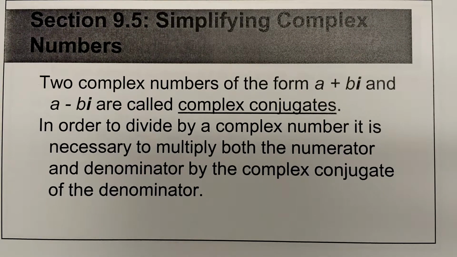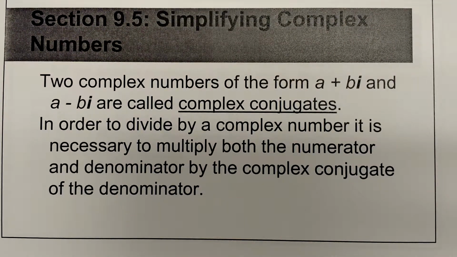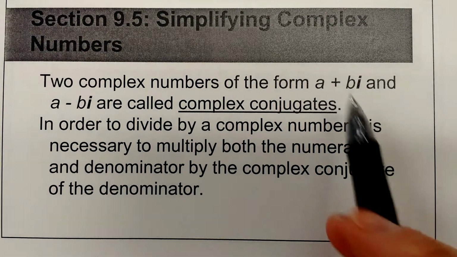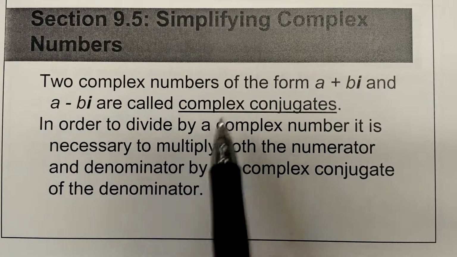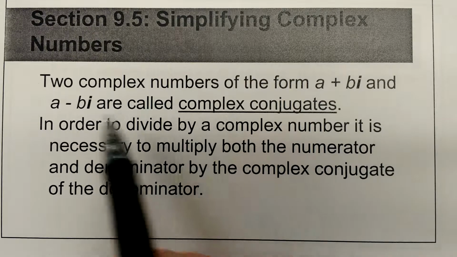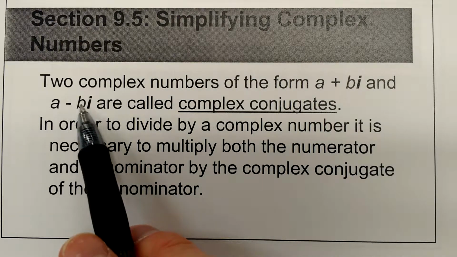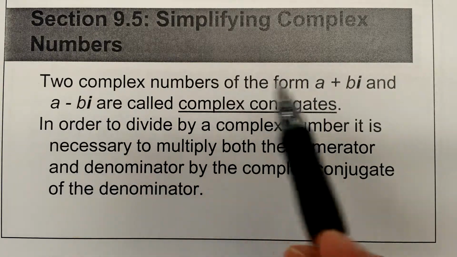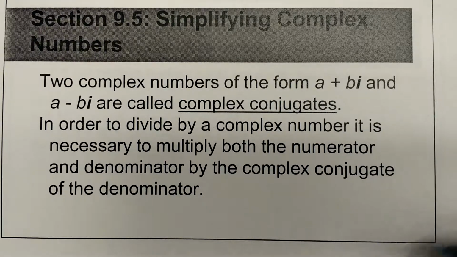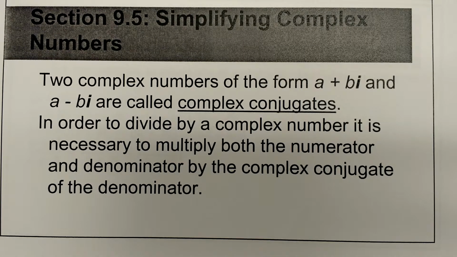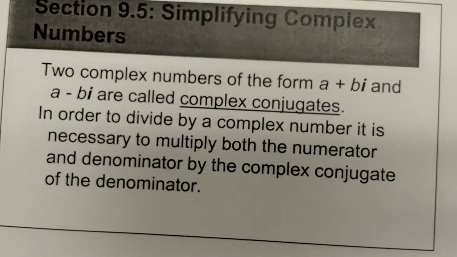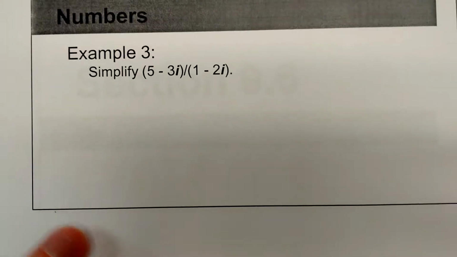Division works a little bit differently. It uses what's called complex conjugates. If you have one number that's a plus bi and another that's a minus bi, those are complex conjugates of each other. All that's different is the sign in front of the imaginary part. In order to divide by a complex number, you have to multiply both the numerator and denominator by the complex conjugate of the denominator and then simplify. So here we go. We've got this.